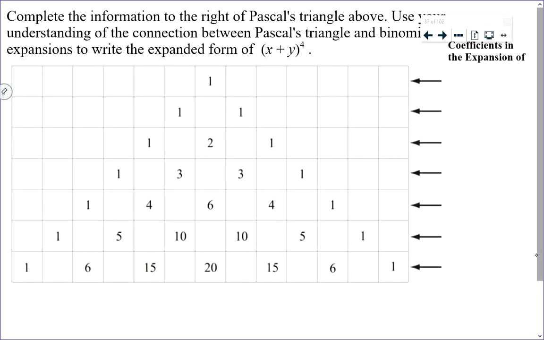Okay. Complete the information to the right of Pascal's triangle. And it says above, but it's in a different orientation in your handout. Use your understanding of the connection between Pascal's triangle and binomial expansions to write the expanded form of x plus y to the 4. What are we talking about here? Well, this first row, I don't even need to do that. This first row, everybody, is x plus y to the 0, isn't it?